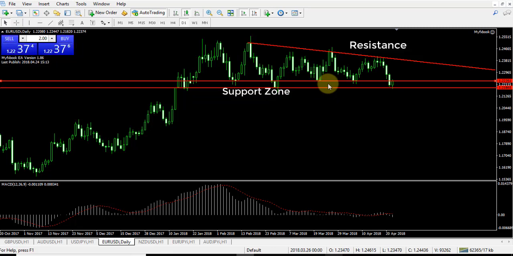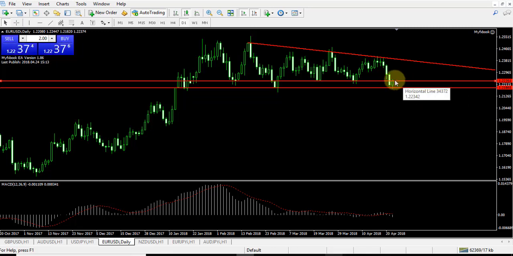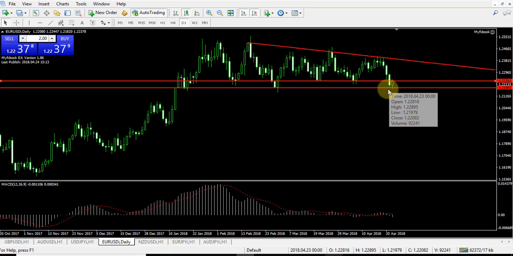And that's something that a lot of traders are unaware of. When you're looking for support and resistance, you're not looking for a specific price, but you're bracketing a zone where you expect the market to react. So right here we can see that the market's reacting.